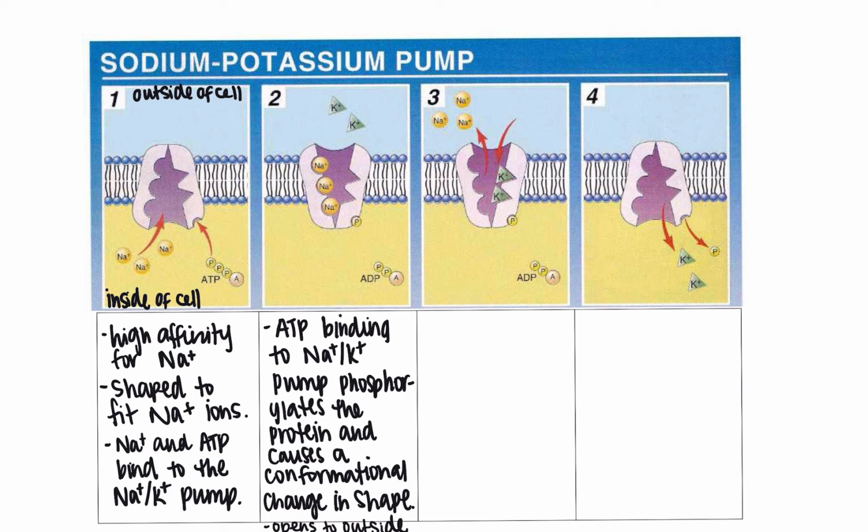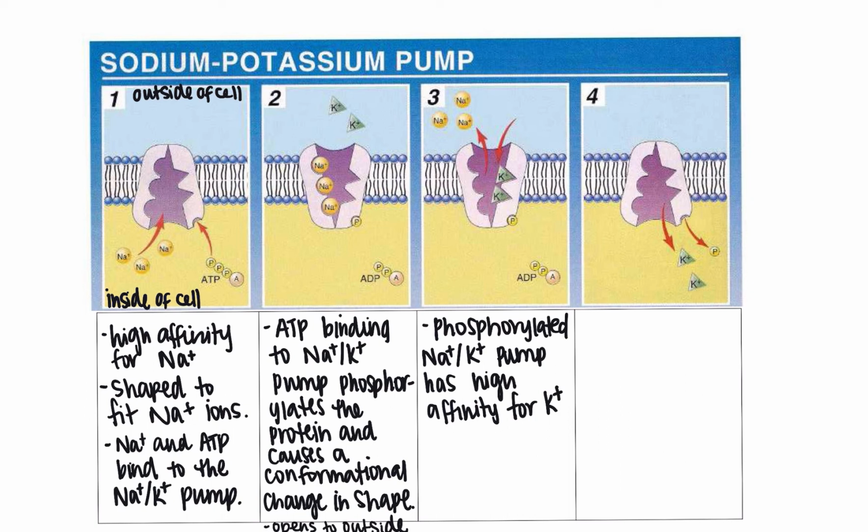Whenever the sodium-potassium pump is phosphorylated, it changes its shape so that the affinity is now not towards the sodium. That sodium is released. It now has a higher affinity for the potassium. So now it's shaped to where the potassium binds.